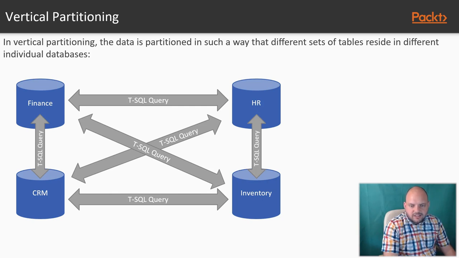Azure SQL database currently doesn't support 3 or 4-part object names, such as database name, schema name, and table name. Therefore, cross-database queries are made using something called elastic query.